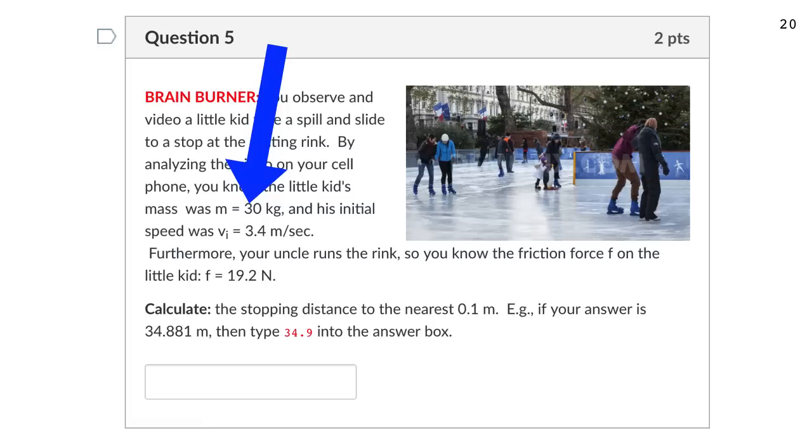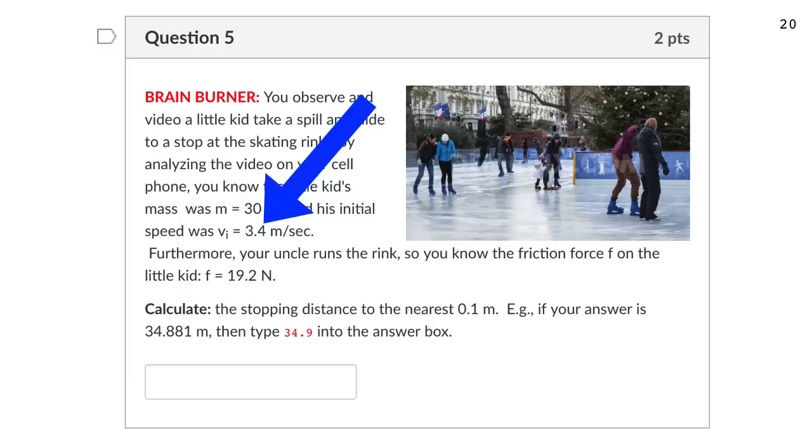And I'm going to give you his initial speed. Now he's going to come to a stop, so initial speed 3.4 meters per second. Good. So you can figure out his initial momentum, P subscript i. All right, that's good. His final momentum, what's his final momentum? 0, that's right, because he comes to a stop. So you can figure out delta P.